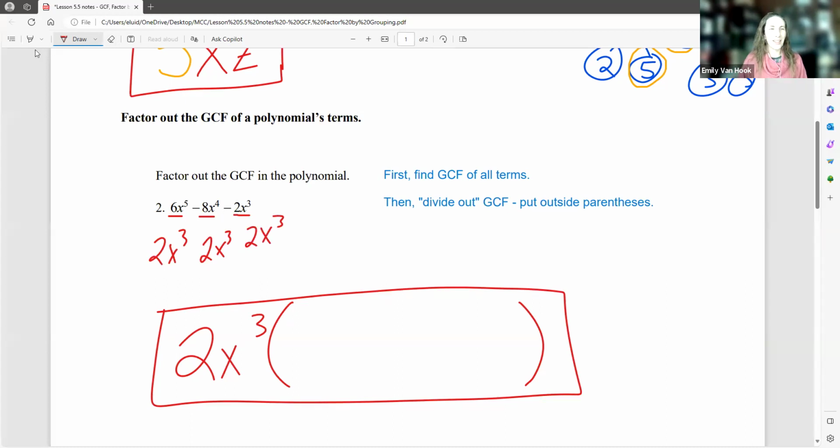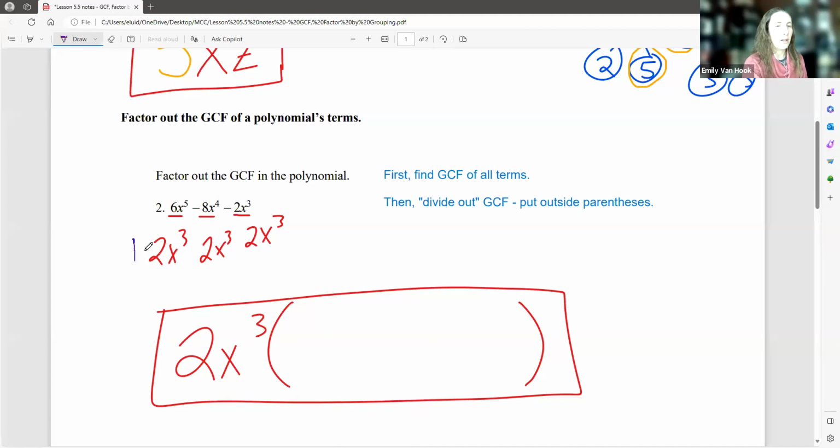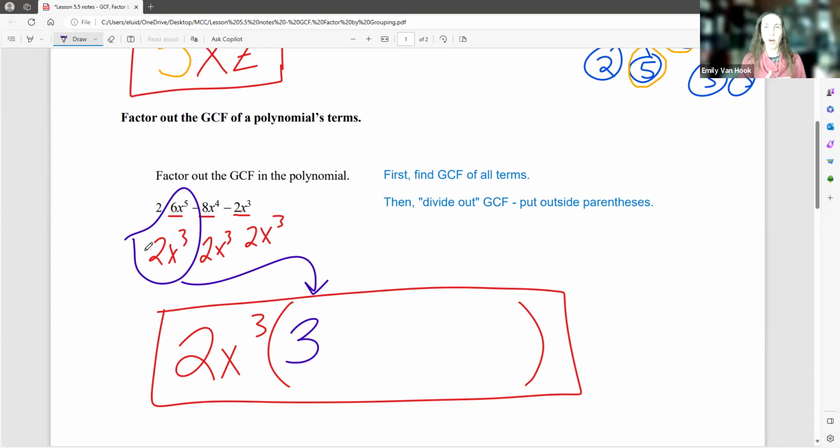So I'm first going to start with 6x to the fifth divided by 2x to the third. And whatever I get as my answer, that's the first term that goes in our parentheses. So 6 divided by 2 would be 3. And then based on our exponent rules that we've worked on, when we divide, we're going to subtract exponents. So I will subtract 5 minus 3 and get 2. So my first term would be 3x to the 2, or 3x squared.